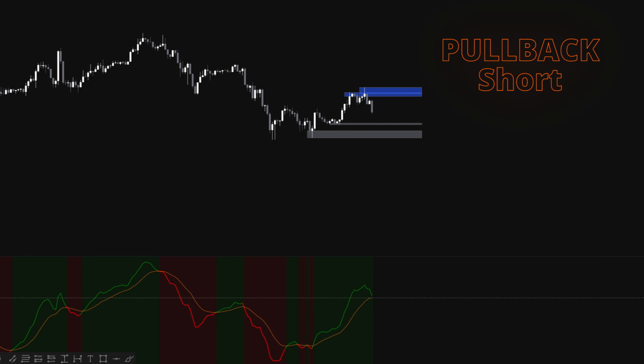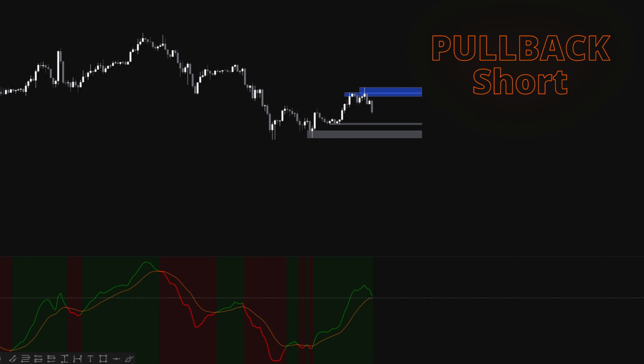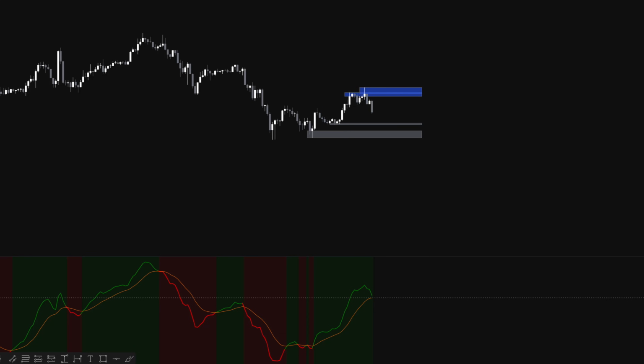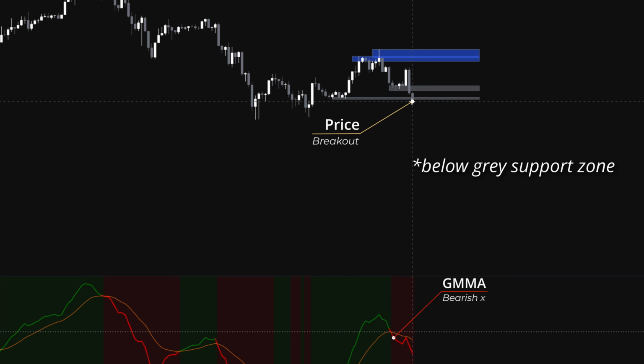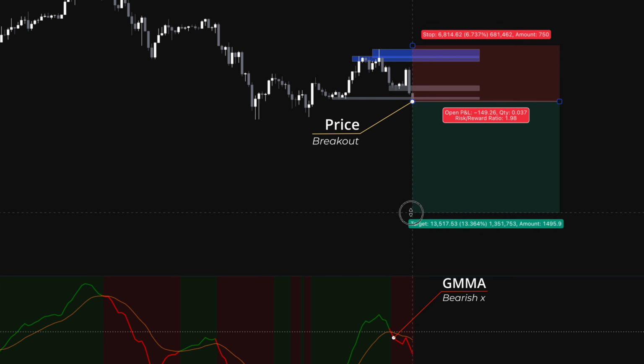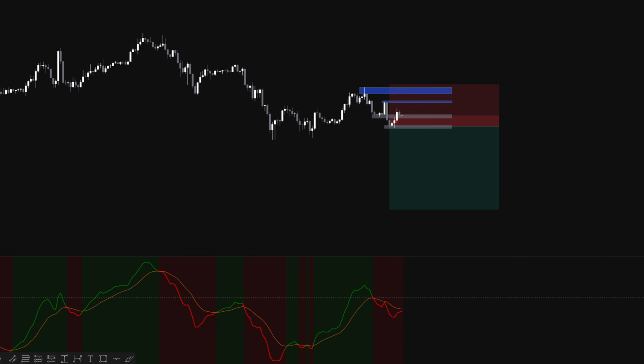Now, for short pullback setups, it's the exact same logic, just flipped. You're in a downtrend, waiting for a pullback up. The green line crosses below the orange while both stay below zero, and price breaks below the blue support zone with volume. Place your stop above the recent swing high, or use your preferred risk management approach.